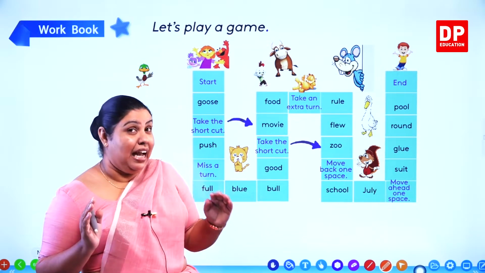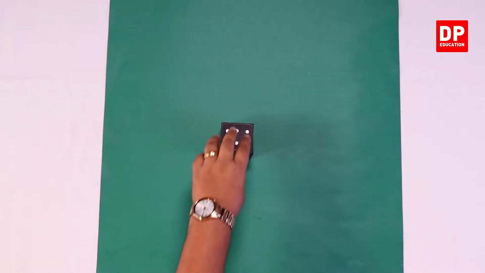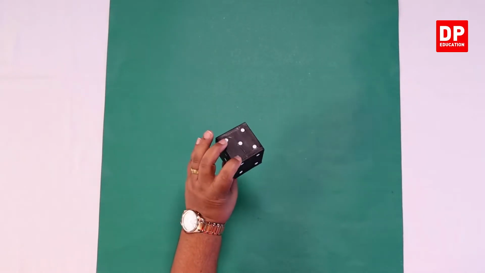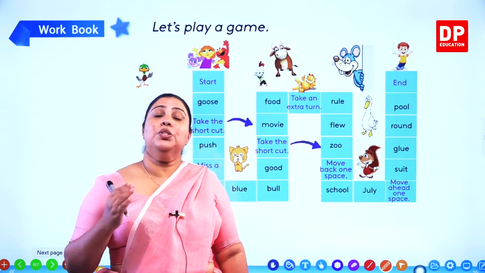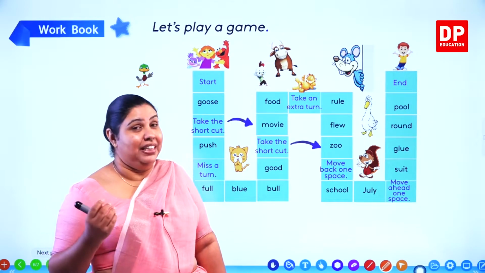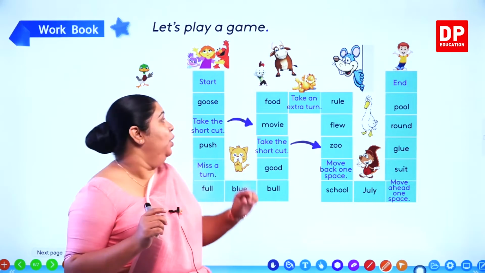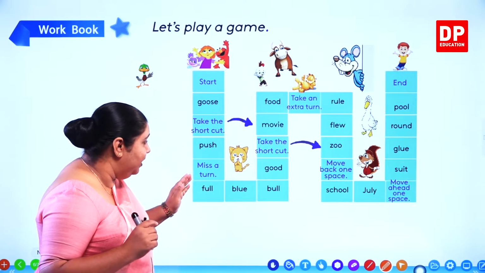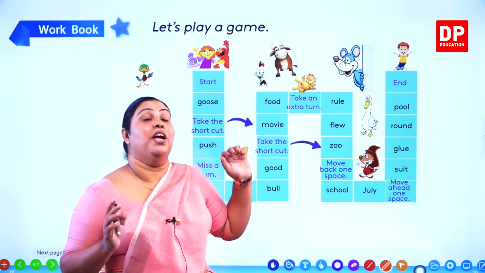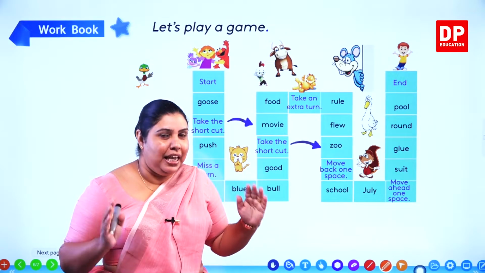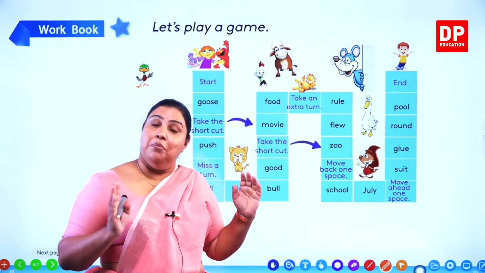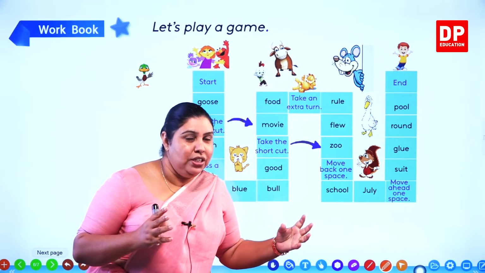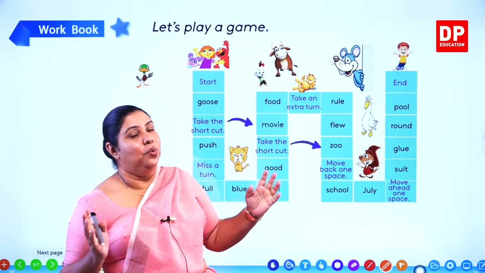There are 6 numbers in the dice, right? It has number 1, number 2, number 3, 4, 5 and number 6. So we are going to throw the dice and we will get a number and we are going to move from one to the other square and we are going to read the words, follow the instructions and we are going to play the game. Now this game will teach us more and more about our lesson. What is our lesson today? The short oo sound and the long oo sound.